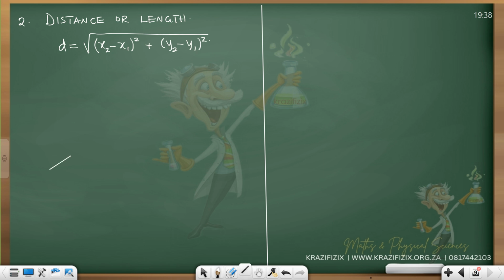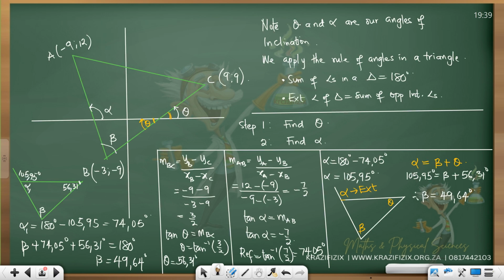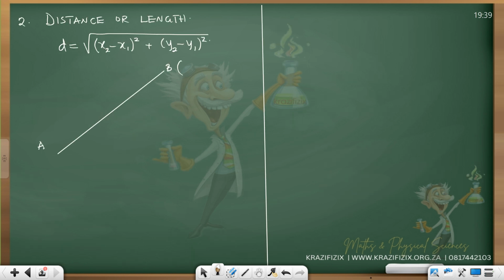We just substitute. Let's find the distance between A and B. So I just want to copy A(9, 9) and B(negative 3, negative 9). Please find me the distance between AB. What is the length of AB? So if they don't use distance, they will say length. What is the length of AB? Quickly, just substitute, my good learners.